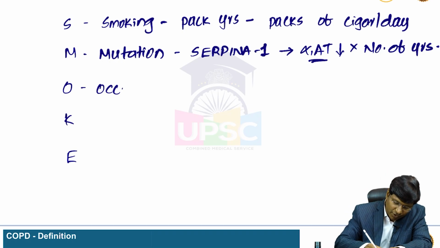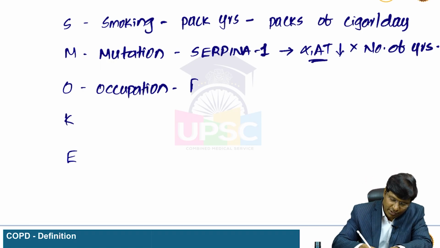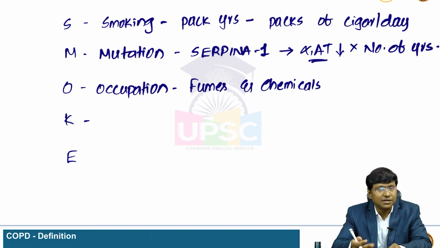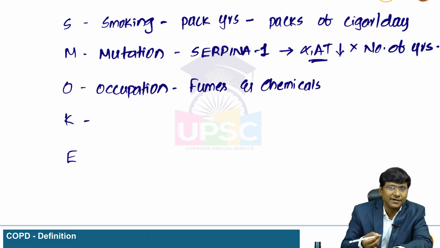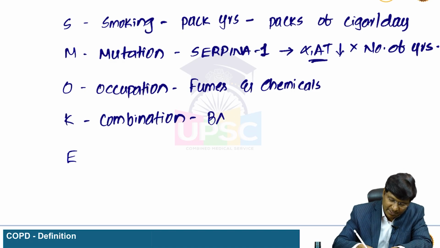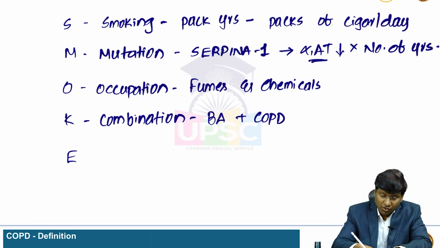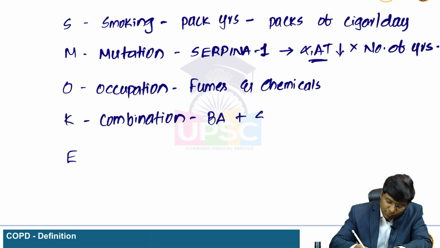And O stands for the occupation. So if you observe the occupation, right, it is the occupation where the individual has exposure to fumes and as well as the chemicals, right, exposure to fumes and chemicals that can cause the development of COPD. And K stands for the combination, right? So even though it starts with word C, just for remembering sake, combination of bronchial asthma and smoking, that will be a risk for the development of the COPD.